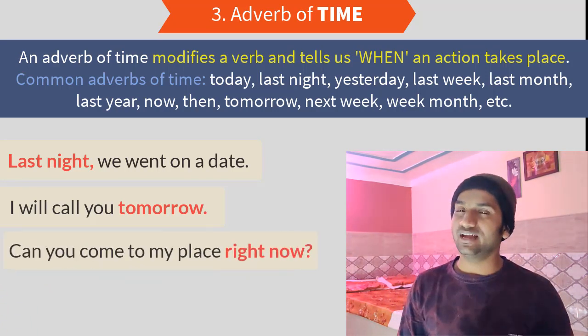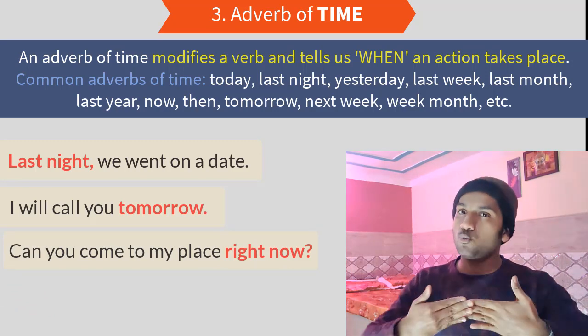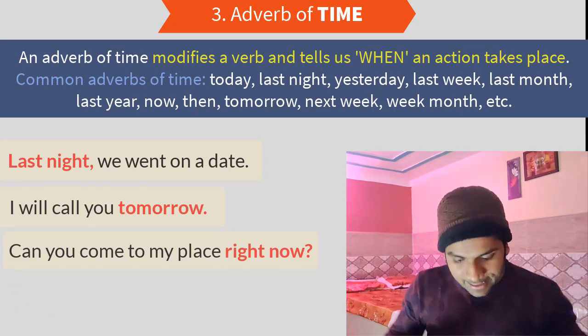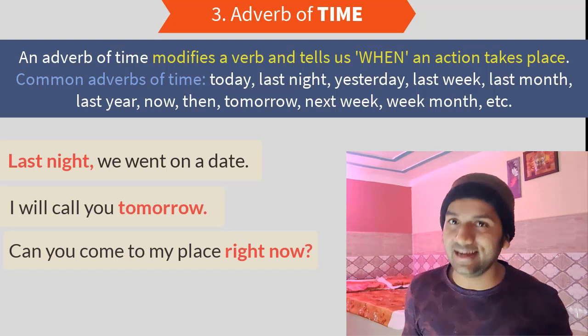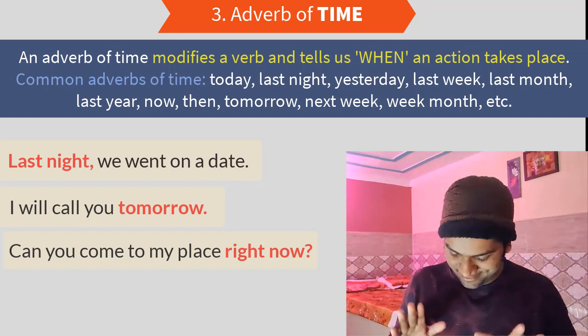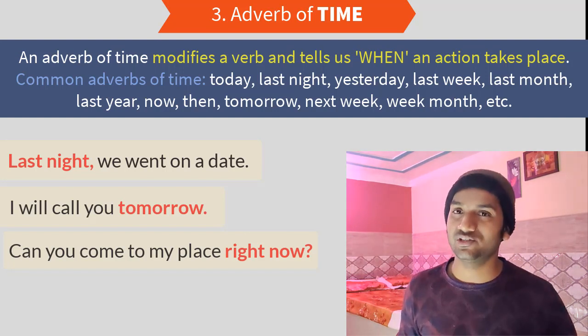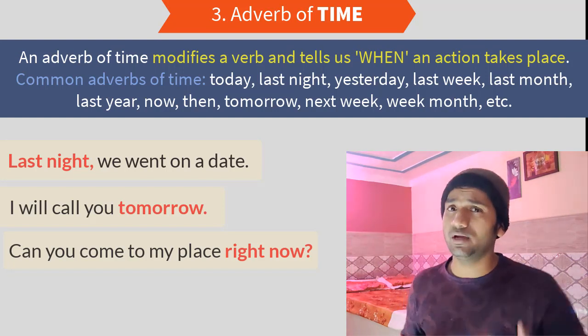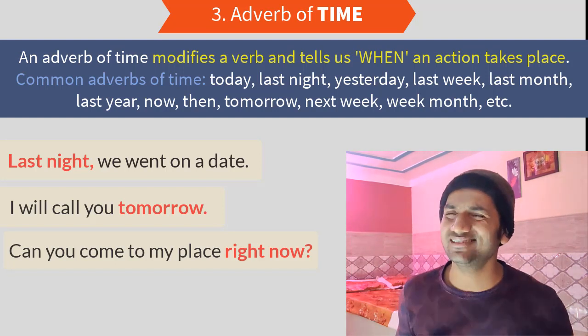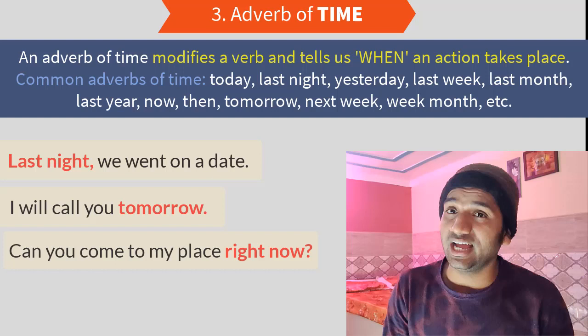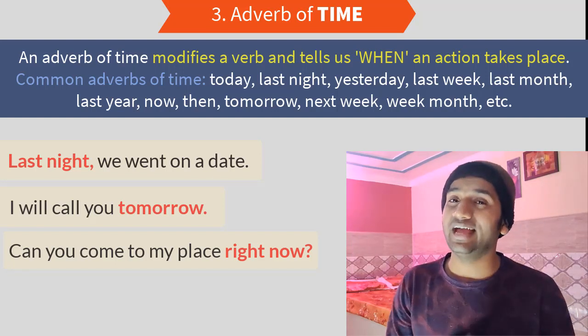Can you come to my place right now? When? Right now. The time when the action needs to happen. Right now. So that's how we use an adverb of time to talk about the time of an action.